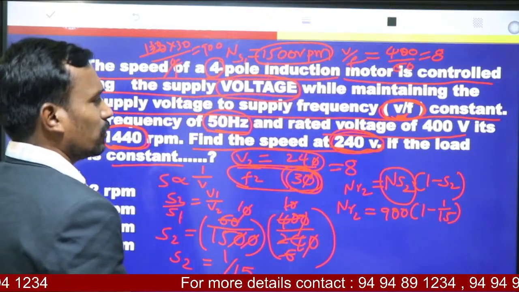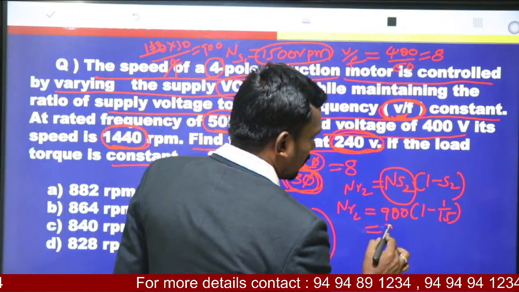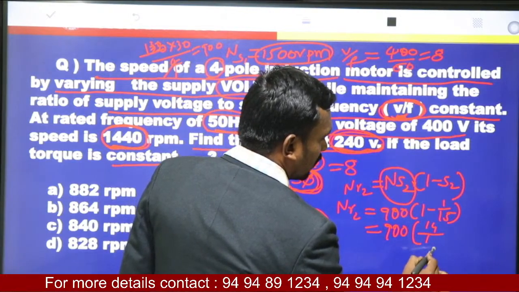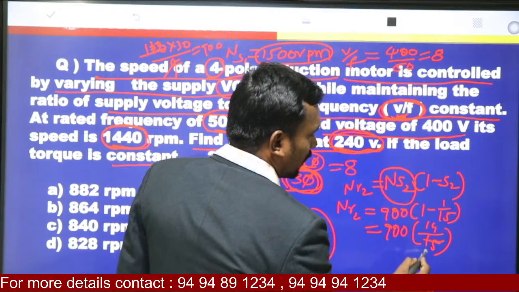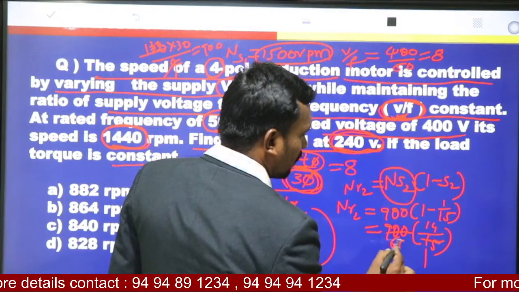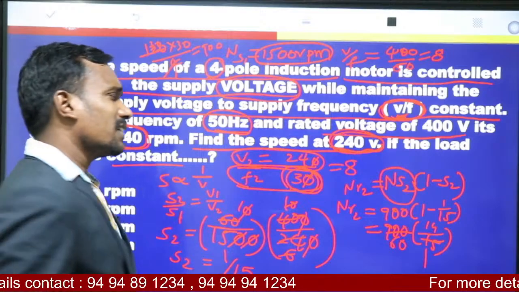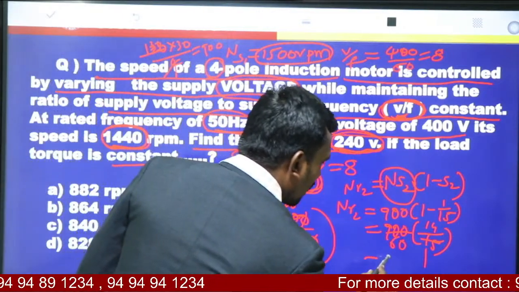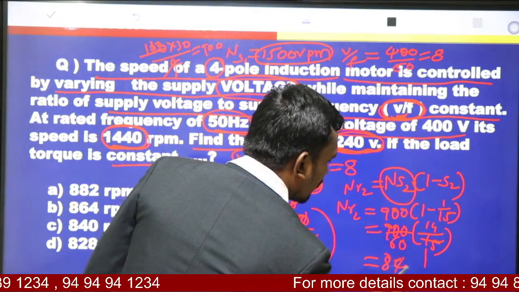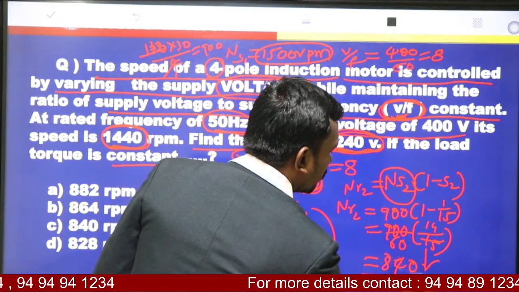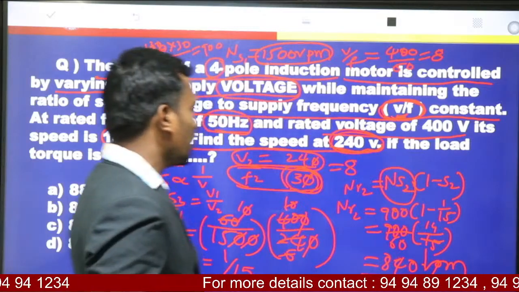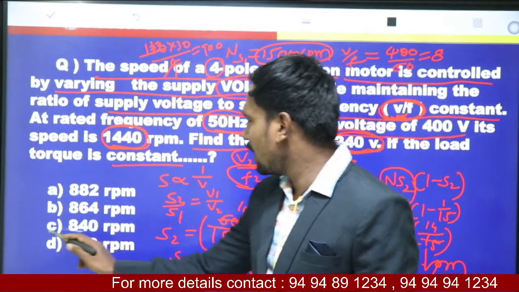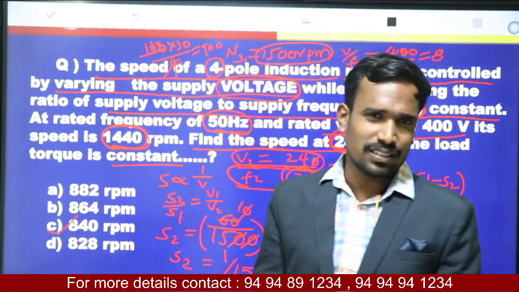So calculate 1 minus 1 out of 15. What is the answer? 900 into 14 out of 15. 15 ones are 15, 15 sixes are 90, so 60 into 14. 14 sixes are 84, so 840. So finally the answer is 840 RPM. What is the answer, sir? Here 840 RPM is the correct answer.